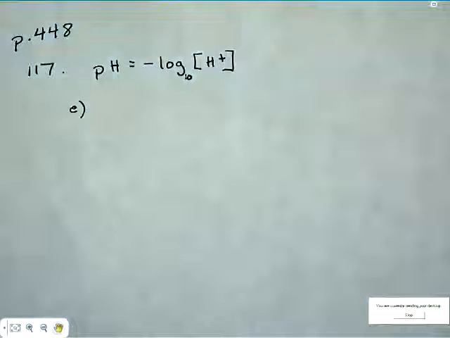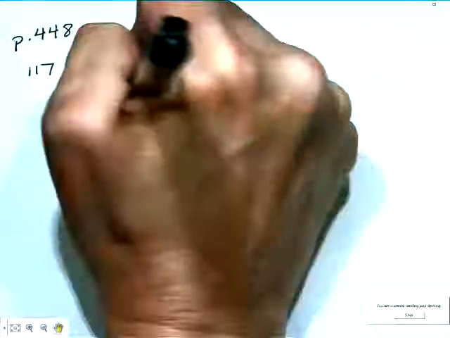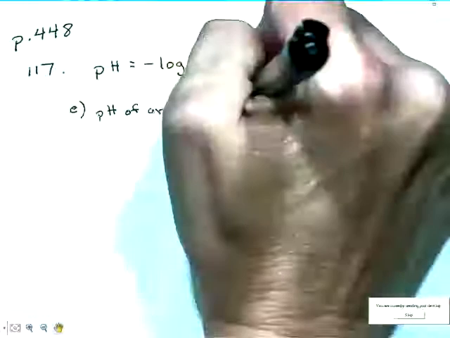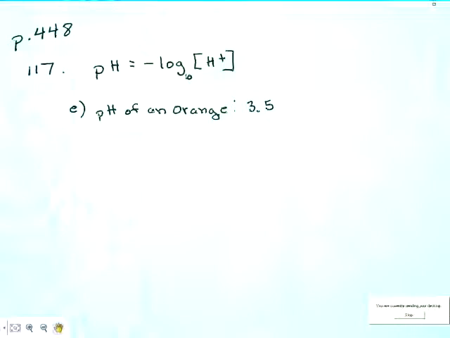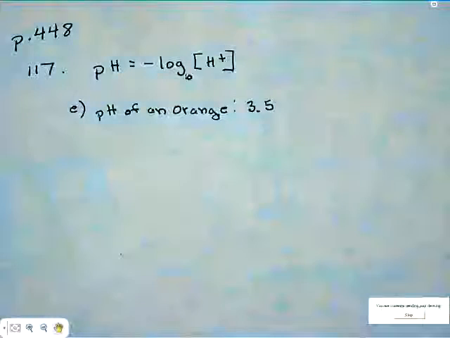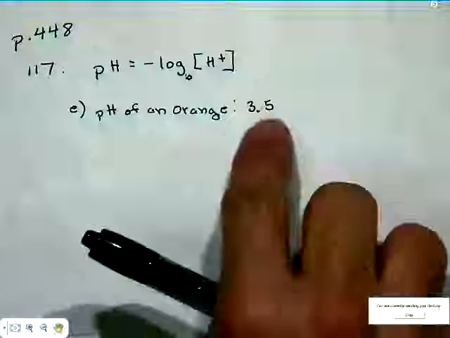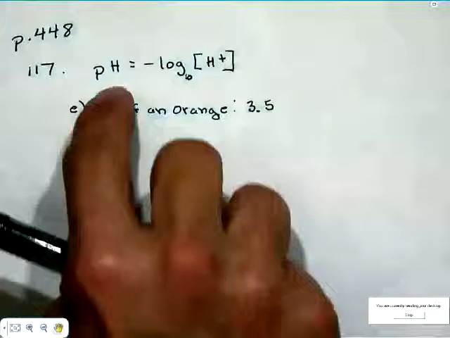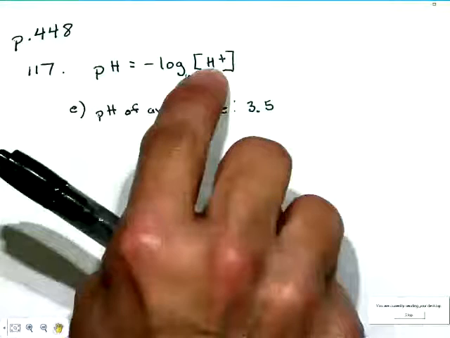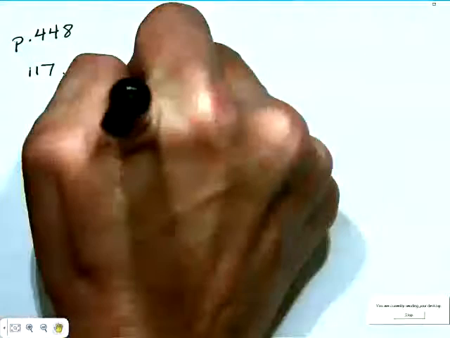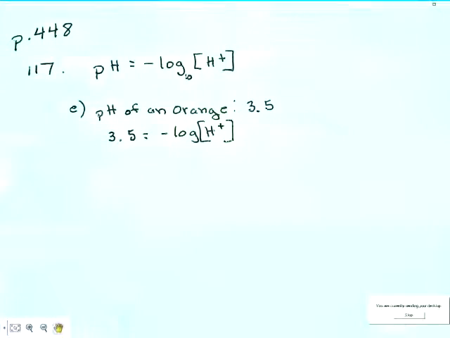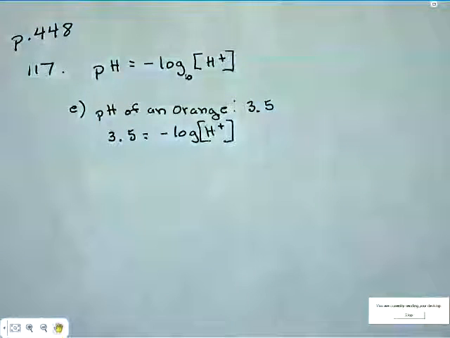Now, in the E part, we're supposed to find the hydrogen ion concentration of an orange, given that the pH of an orange is 3.5. That means I need to put the 3.5 in place of pH and solve for the hydrogen ion concentration. So 3.5 equals negative log of the hydrogen ion concentration. How am I supposed to get that H plus by itself?